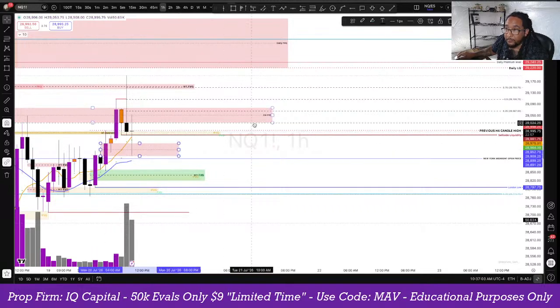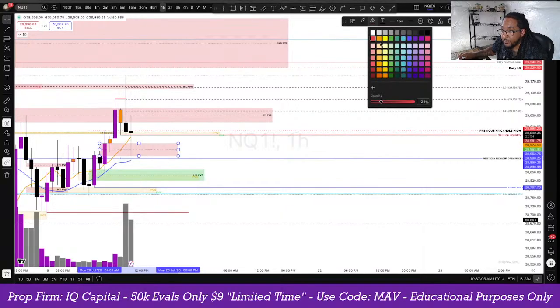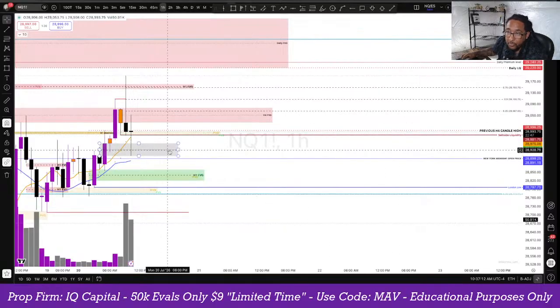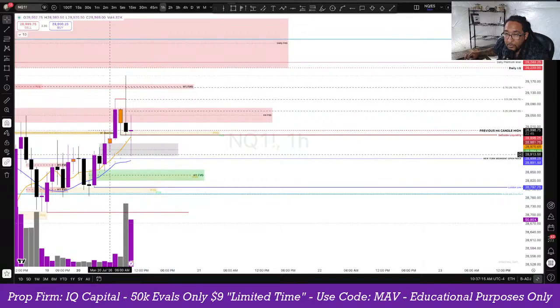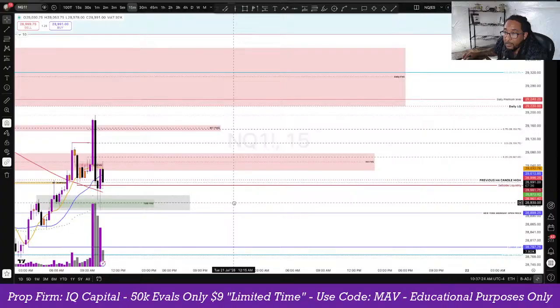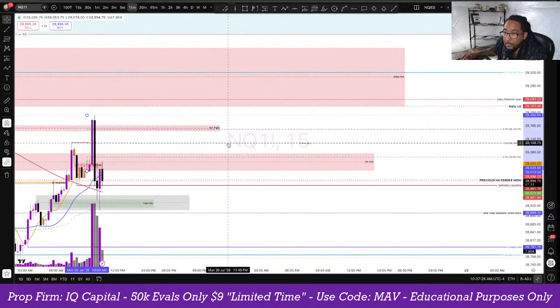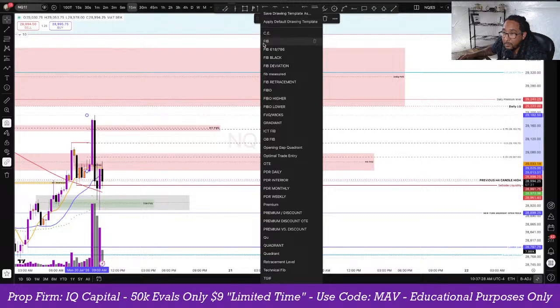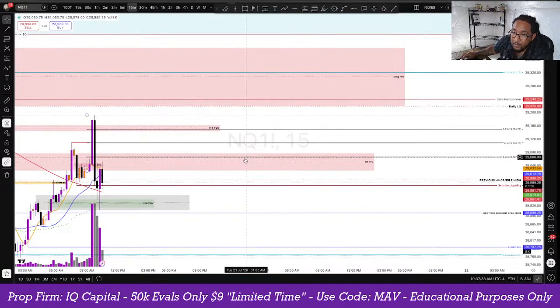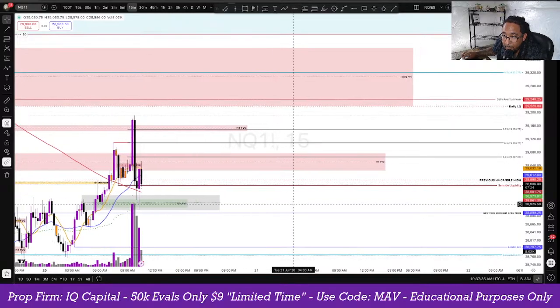I'll change the color so we don't get it confused. So that's our little support area here, this little gray box here. This is where price has been holding up on the hourly chart. I'll just go down to the lower time frames here. So let me darken these lines up a little bit here. There we go. Because we'll be looking at these levels here.